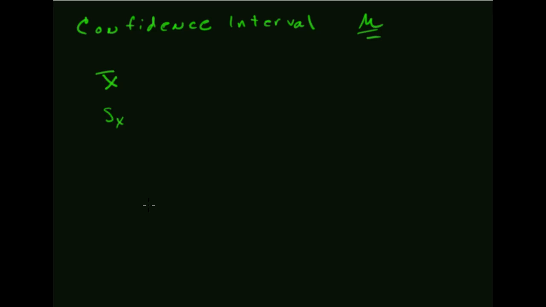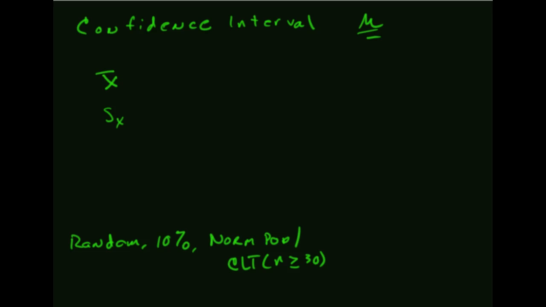Now, when the conditions for inferencing are met, which are random, 10%, and either a normal population or the CLT, so a sample size of 30 or more, normally we would fall back to a normal distribution with a mean at the population mean and a standard deviation of sigma over the square root of n.